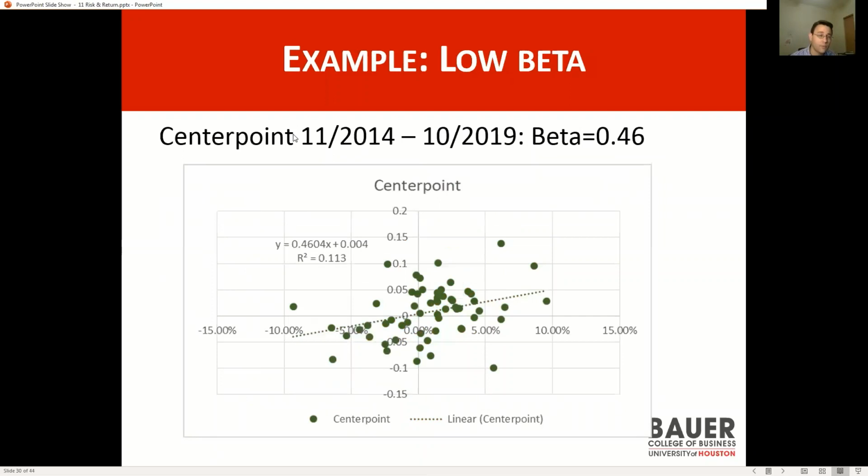That's the sensitivity, that's the beta. You could do it for CenterPoint, right? This electric provider, a utility. You get a much lower beta, only 0.46. So on average, when the market moves 10%, CenterPoint moves only 4.6%. Right? That's the average relationship between the market and CenterPoint. It's much lower than the other two.